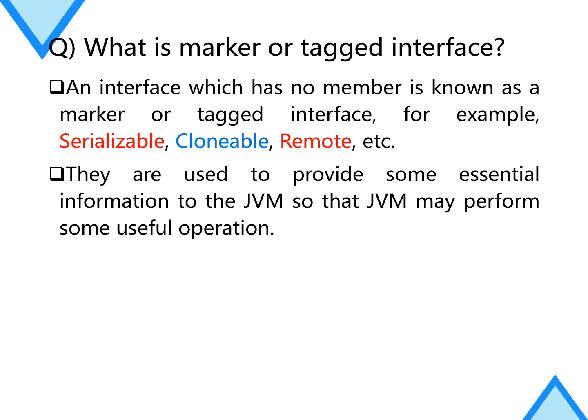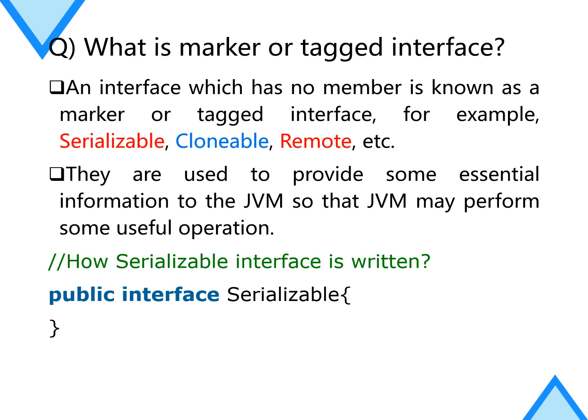These are advanced concepts. Serializable is used for serialization and deserialization, so we can also recreate an object, and Remote we will use in the remote method in client server communication. So a marker or tag interface is one which has no member, and it only passes some information to the Java virtual machine. An example of a marker or tag interface is Serializable.